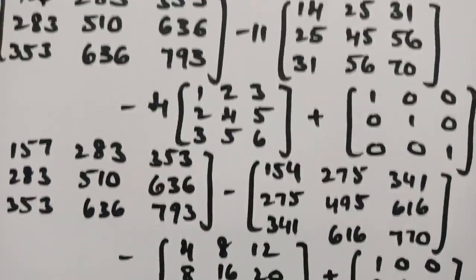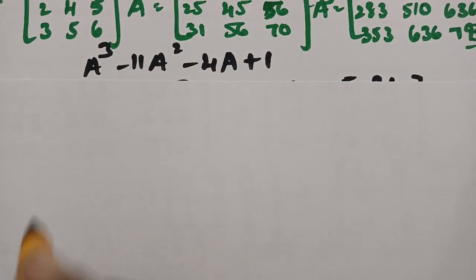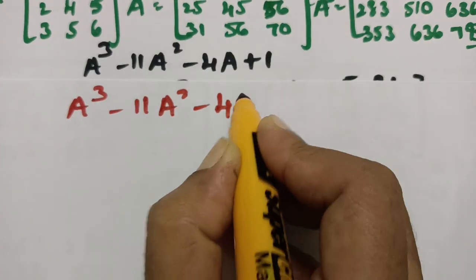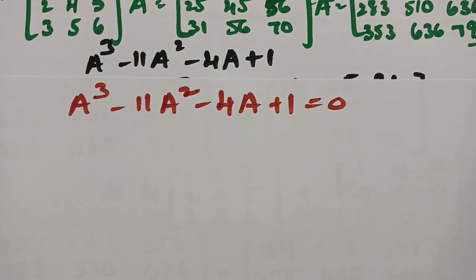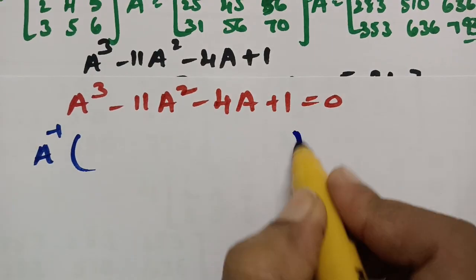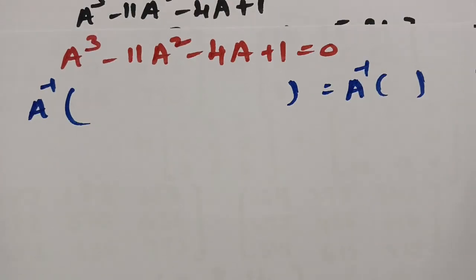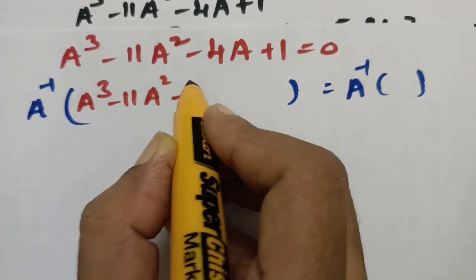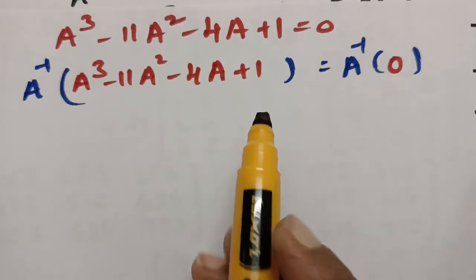And the next thing is we have to find out A inverse. So here is the characteristic equation which A satisfies, that is A cube minus 11A square minus 4A plus 1 is equal to 0. So we got this equation. So we need A inverse. For that I am going to multiply with A inverse on both sides. If I multiply, see what happens here. So this is A cube minus 11A square minus 4A plus 1, and this is 0. So both sides I have multiplied with A inverse.